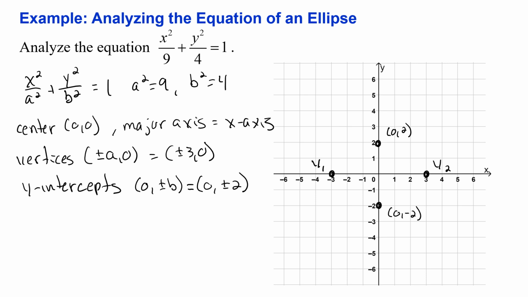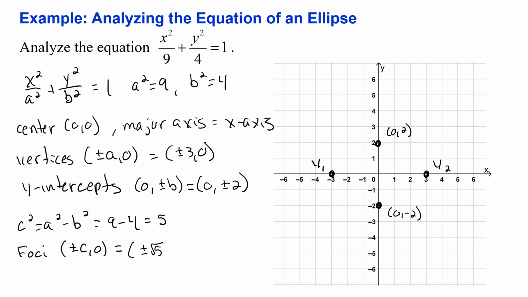Now let's find the foci. We know they are a distance c from the center along the major axis. And for an ellipse, c squared equals a squared minus b squared, which equals 9 minus 4, or 5, for our equation. So the foci are at the points plus or minus c, 0, which will be plus or minus square root of 5, 0. Now to get an idea of where to plot these points, if we take out our calculator, we can find the square root of 5. So the foci will lie at approximately plus or minus 2.24, 0.